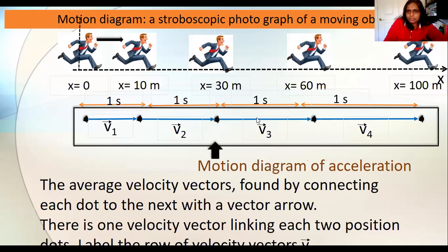Then the third one over here, that is V3, the third velocity of the object that's moving from the third point to the fourth point. And this one will be the fourth point to the fifth point. So it is V4. So I'm using all these symbols, V1, V2, V3, and V4. Those are the velocities between each dot.